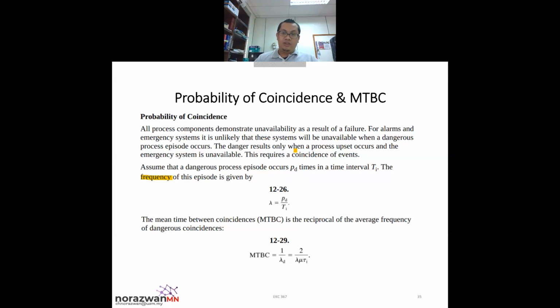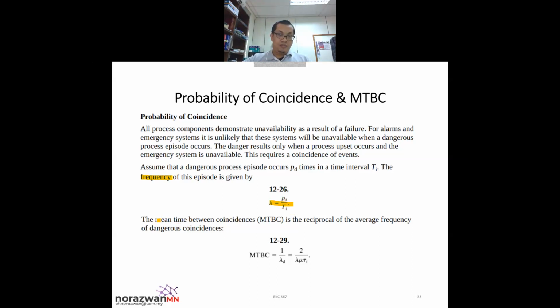So the frequency is equal to PD over TI. P is the number of dangerous process episodes, how many times they occur in a time interval of TI. So lambda, or frequency, is equal to PD over TI.